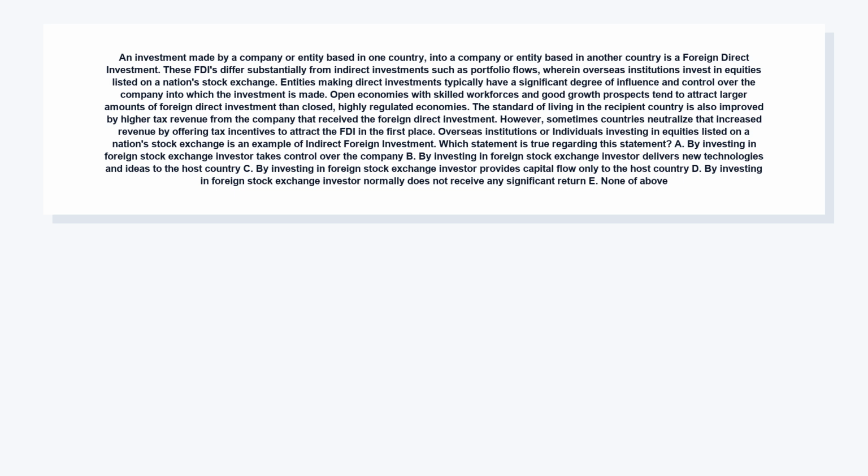Open economies with skilled workforces and good growth prospects tend to attract larger amounts of foreign direct investment than closed, highly regulated economies. The standard of living in the recipient country is also improved by higher tax revenue from the company that received the foreign direct investment. However, sometimes countries neutralize that increased revenue by offering tax incentives to attract the FDI in the first place.